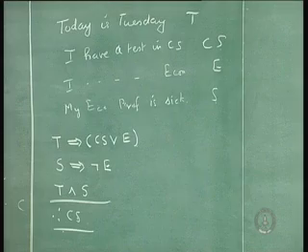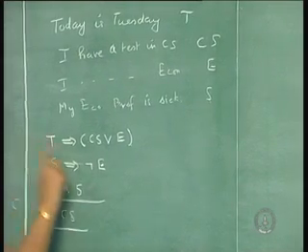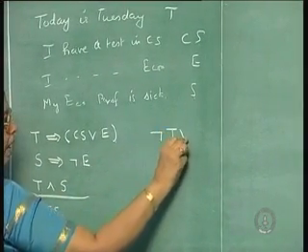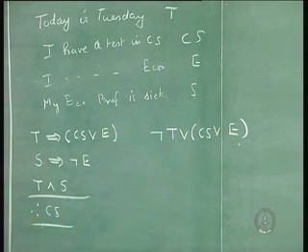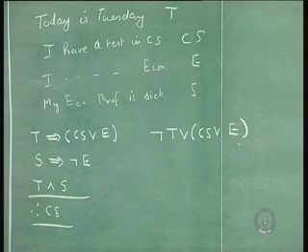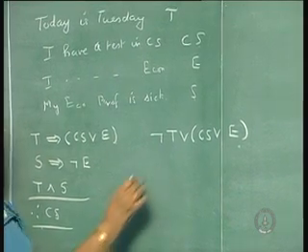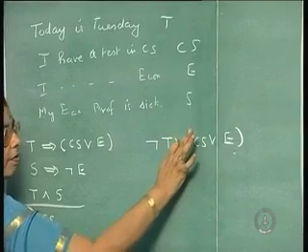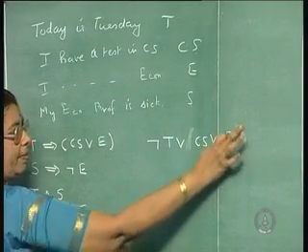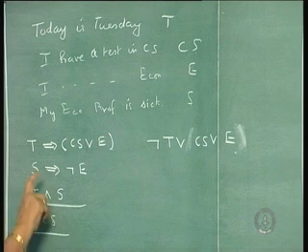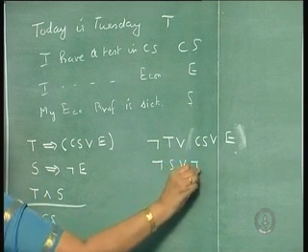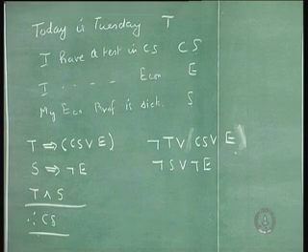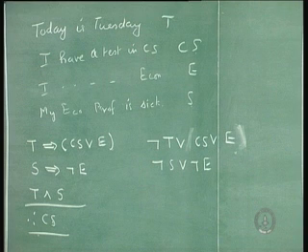Now, let us try to write them in clause form. So, the first one you will write as not T or CS or E. P implies Q can be written as not P or Q, and you can even write, because OR is associative, you can write it without the parentheses. This is one clause. Similarly, write this in clause form, it will be not S or not E. And the last one is a conjunction, T and S.